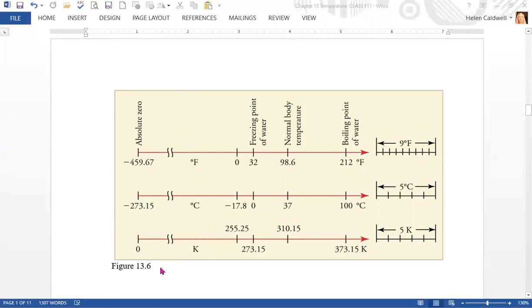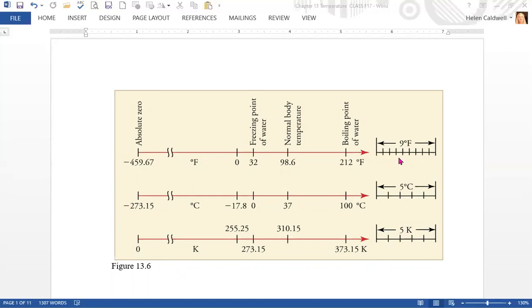This is a diagram from your book, figure 13.6 from the textbook. And you can see again, it compares the different temperatures. If you measure it in degrees Celsius and degrees Kelvin, if you're measuring a temperature change, a delta T, you don't have to care because they're exactly the same size. But if you're looking for a value like the boiling point of water, then you have to specify the unit. But temperature changes in absolute or Celsius are the same number.